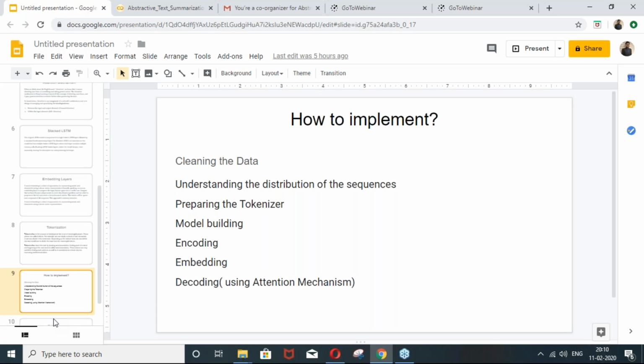Next comes the embedding part. The embedding part will turn it into a vector, and after that all the processing will be done, and at last we will decode it. Decoding means from the vector we are getting back to the text. We are using that from the attention mechanism.